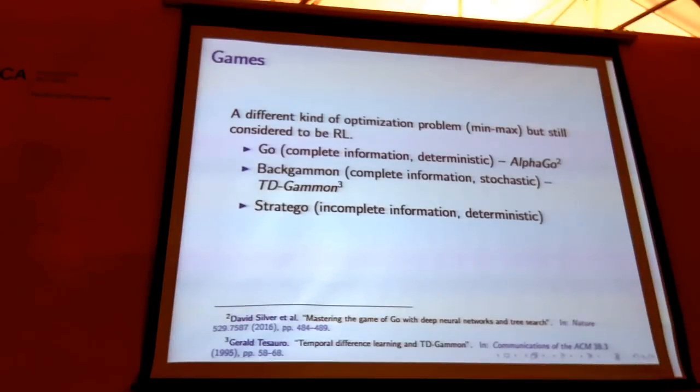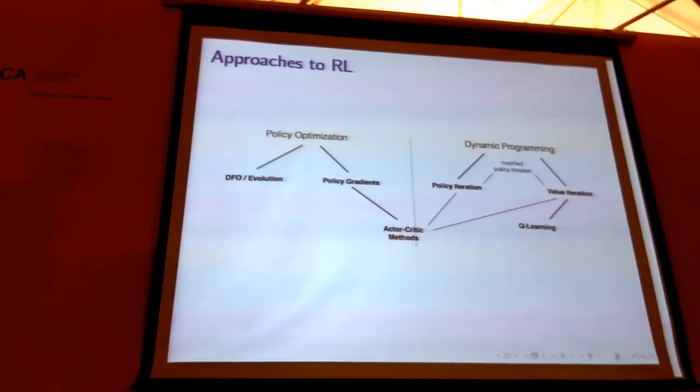Then you could have other kinds of games, like incomplete information, deterministic, or a game like poker, where information is hidden and it's stochastic. Okay, so here I'm showing a sort of taxonomy of different approaches to reinforcement learning.